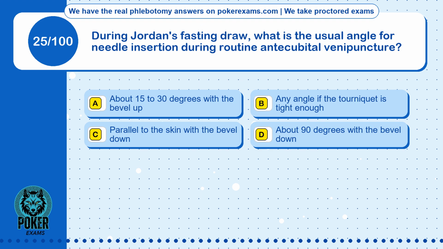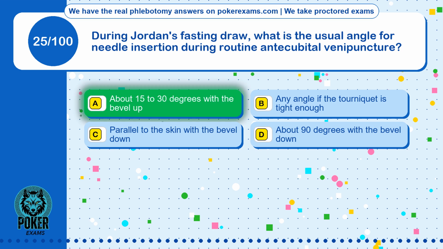Question 25. During Jordan's fasting draw, what is the usual angle for needle insertion during routine antecubital venipuncture? Option A. About 15 to 30 degrees with the bevel up. Option B. Any angle if the tourniquet is tight enough. Option C, parallel to the skin with the bevel down. Option D. About 90 degrees with the bevel down.